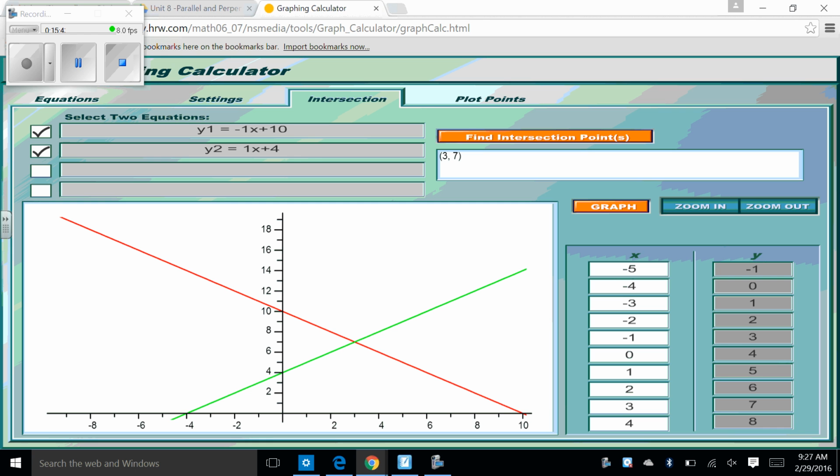Your homework for tonight then is to finish pages 11 and 12 on your own. For pages 11 and 12, you will not need a graphing calculator. That's just review questions, y equals mx plus b questions.